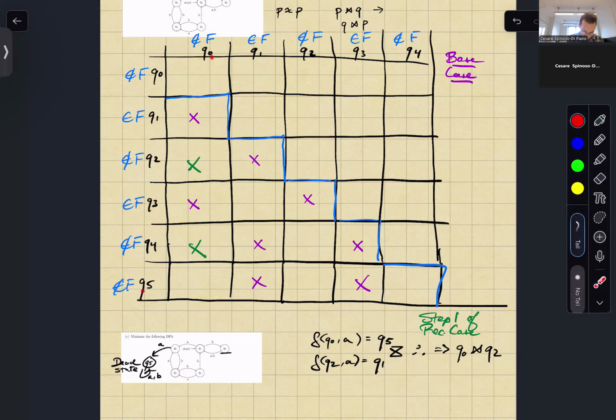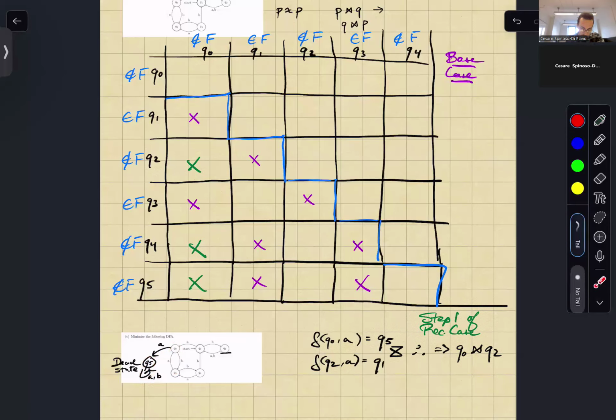What about Q5 and Q naught? Q naught, when you read an A, you go to Q5. Q5, when you read an A, you also go to Q5. So it seems so far that it's indistinguishable, but we also have to check B. Q naught, when you read a B, you go to Q3. Q5, when you read a B, you go to Q5. So Q5, Q3, that's distinguishable. That means that I'm also going to mark this.